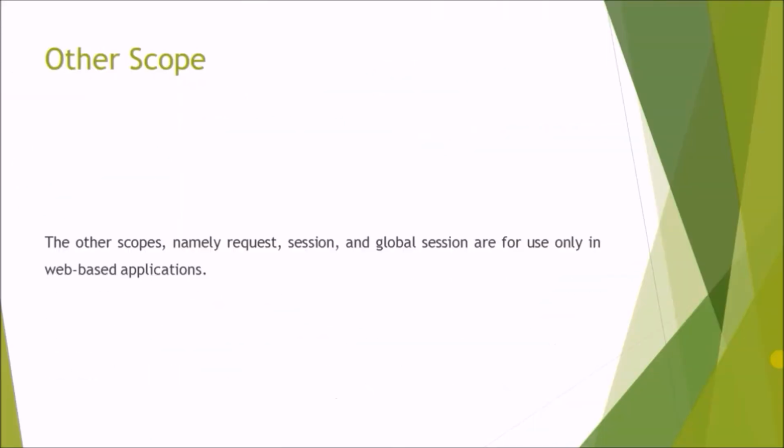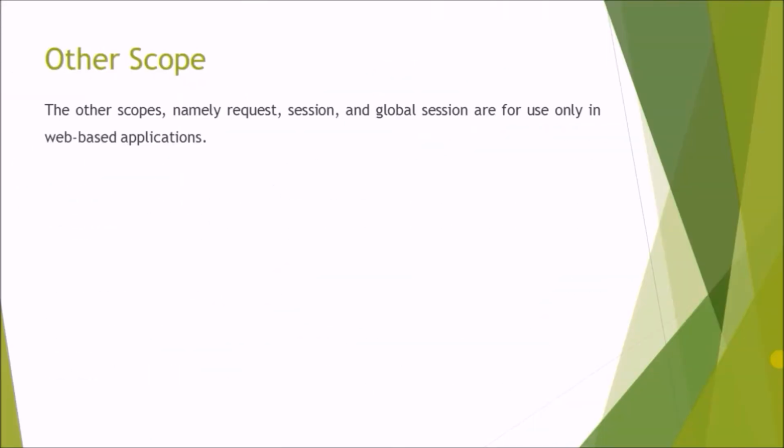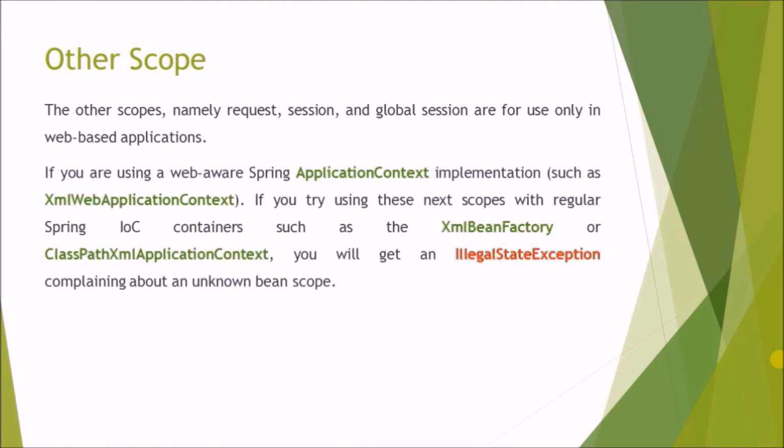Other scopes. The other scopes, namely request, session, and global session, are for use only in web-based applications. If you are using a web-aware Spring application context implementation such as XML web application context, it works. If you try using these scopes with regular Spring IOC containers such as the XML bean factory or classpath XML application context, you will get an illegal state exception complaining about an unknown bean scope.